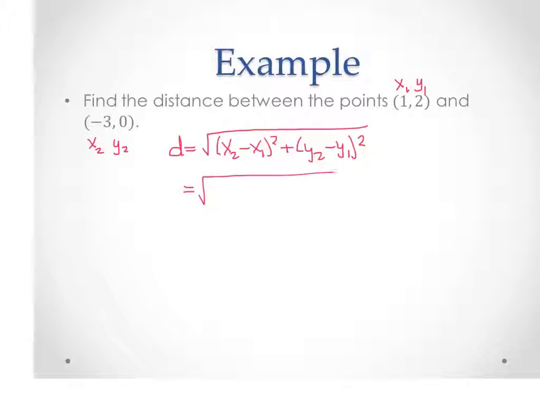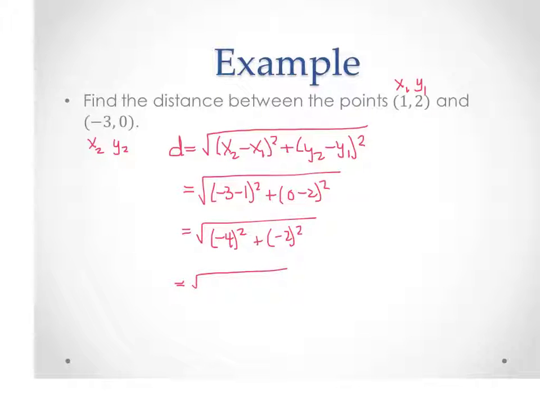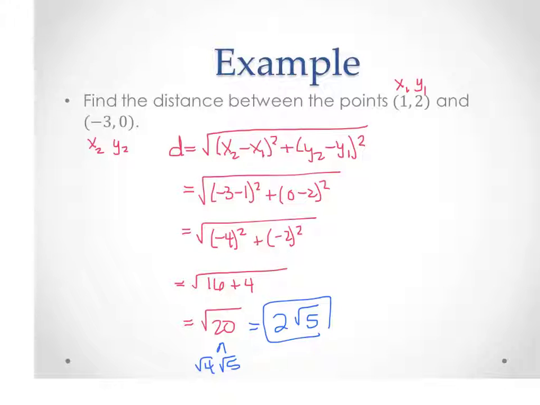And so then we have negative 3 minus 1 squared plus 0 minus 2 squared. Watch your signs. This becomes negative 4 squared. Notice I have it in parentheses so that when I square it, it's going to become positive. So negative 4 times negative 4 is 16, plus 4. So we get the square root of 20. And then we need to simplify that because we simplify our radicals. So 4 and 5, it becomes 2 square root of 5. And that's the distance between those 2 points.